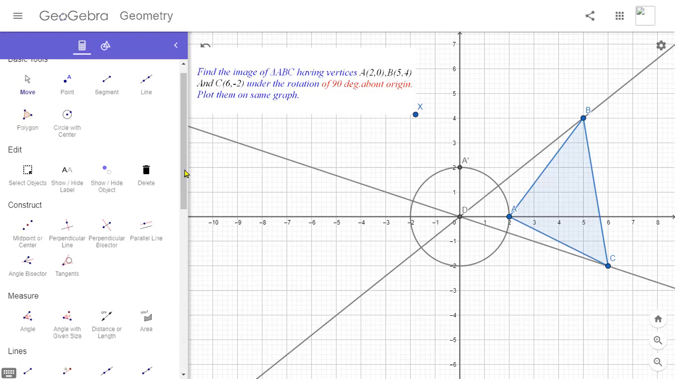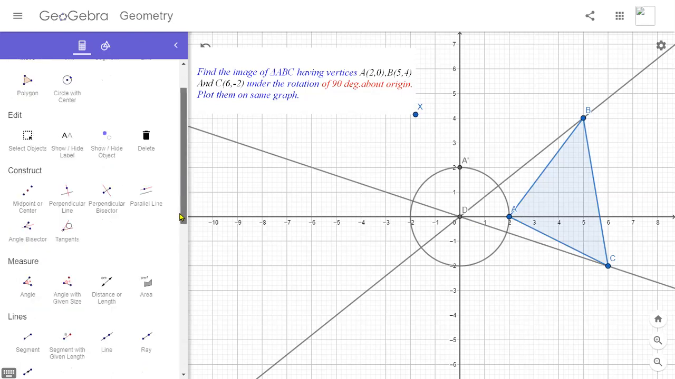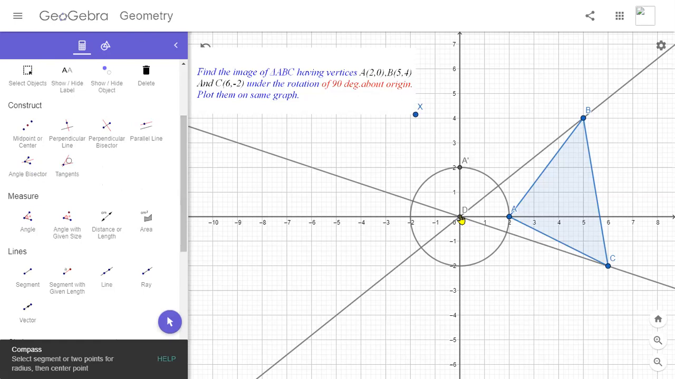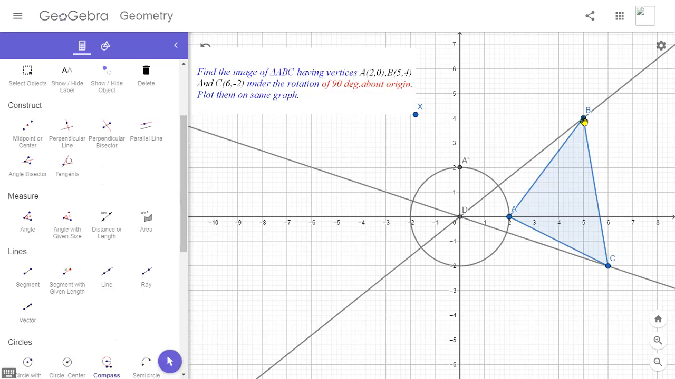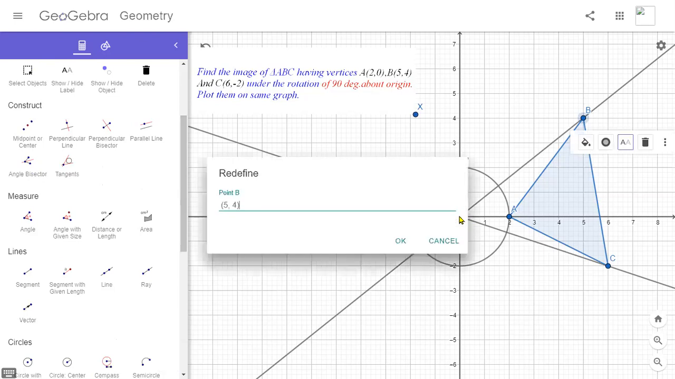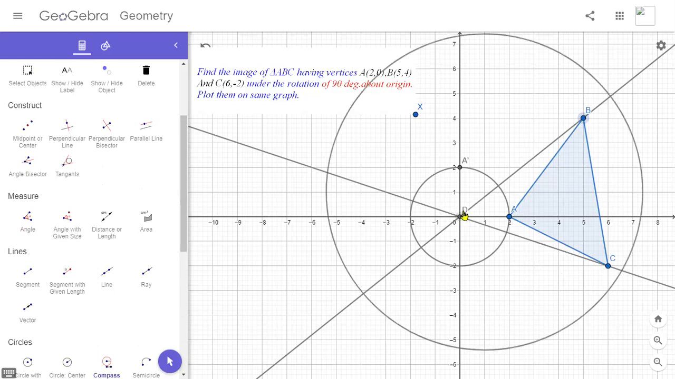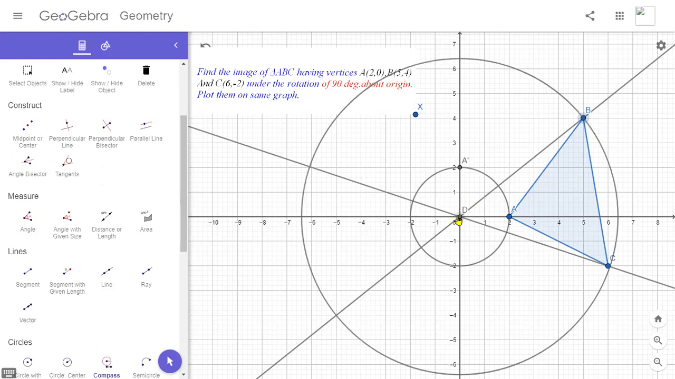Let me take the vertex B. We have to first construct the circle. Let me make the circle with the radius dB. This is the circle. By taking the radius as dB, we have to take the center of the circle at the center of the rotation, and this is the circle.